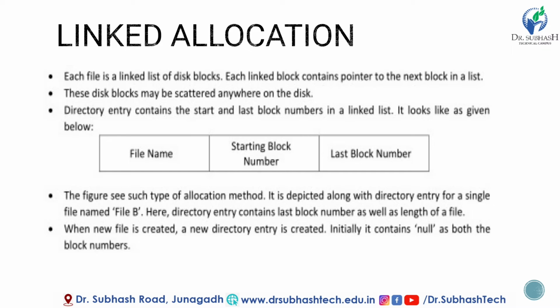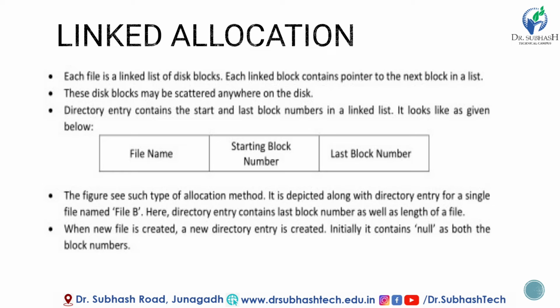Next method is linked allocation. This is the second disk space allocation method. Each file is a linked list of disk blocks. Each linked block contains a pointer to the next block in the list. These disk blocks may be scattered anywhere on the disk. The directory entry contains the start and last block numbers in the linked list.